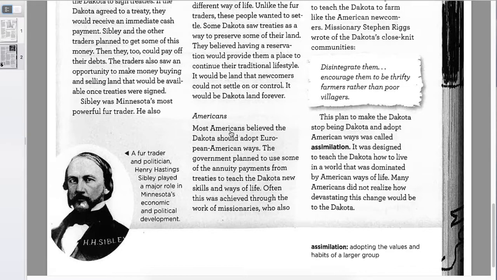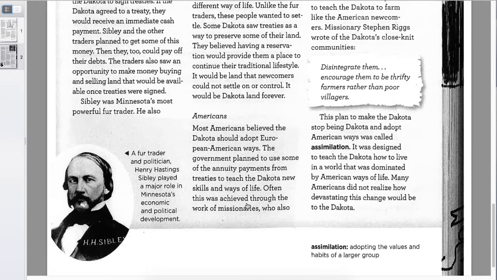Americans. Most Americans believed the Dakota should adopt European American ways. Adopt means take on. The government planned to use some of the annuity payments from treaties to teach the Dakota new skills and ways of life. So the payments that the Dakota were making were reserved for setting up schools, for example, to teach Dakota children how to live like Europeans.